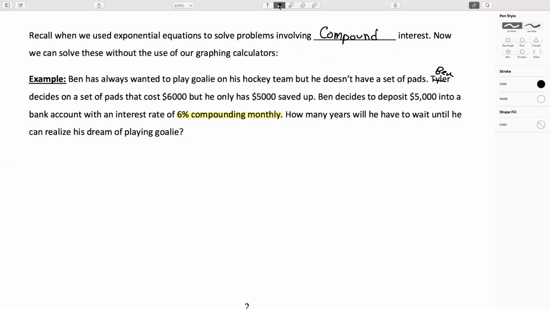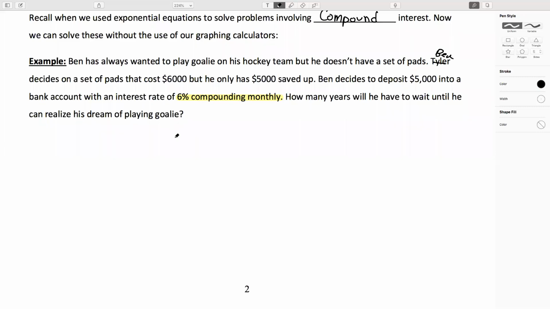All right, so let's list out the variables first. We're going to be basing this on the formula A equals A naught times (1 plus i over n) to the nt. And we can list out what we know. So A is the future value. That's what we want to have. A is $6,000.